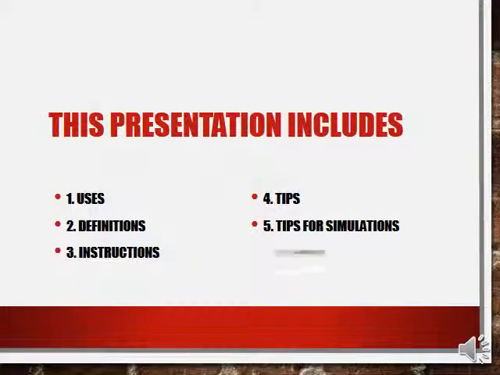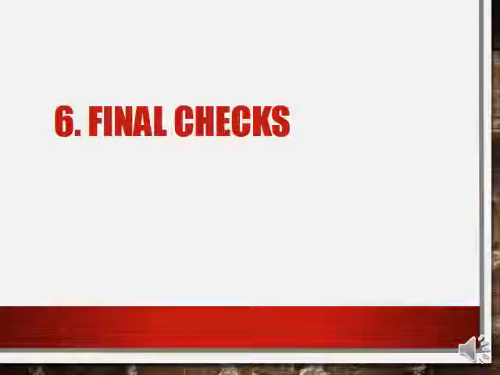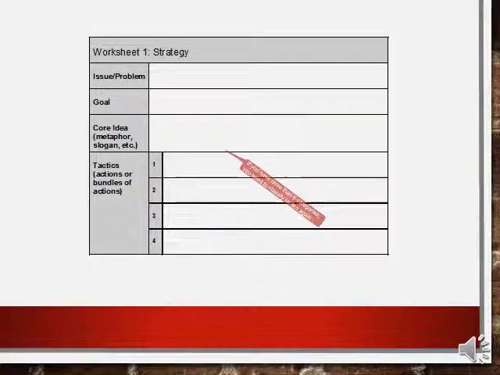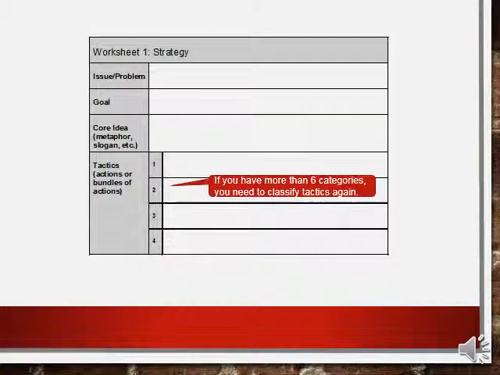In section 6 of this presentation, we'll look at final checks to make when you've completed the worksheet. For Worksheet 1, there are 2 final checks. First, if you have more than 6 categories for the tactics, classify them again. It's unusual. And second, make sure line 2 includes only 1 goal. It's very easy to slip in 2 or 3.